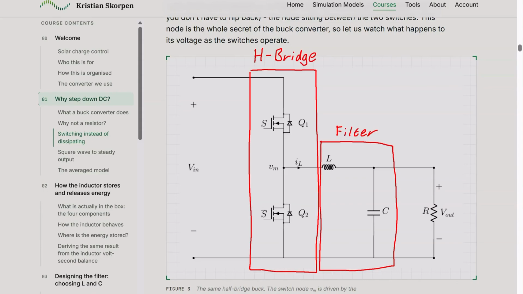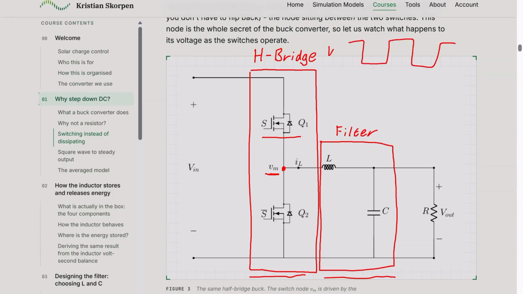The buck converter is simply a half bridge plus a filter. So the two have different roles. The half bridge divides the voltage so that we get the voltage we want. We switch the switches in order to control Vm, which is the voltage between the switches. If we look at that, you can see that we will get a square wave.